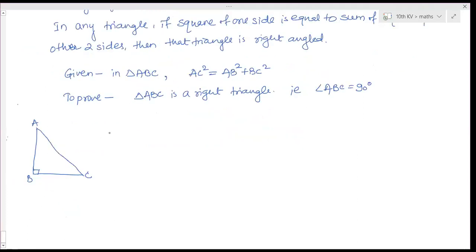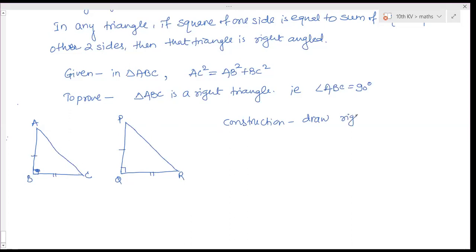So for this you have to do a construction. This is not given as 90. We have to prove it is 90. We will draw another triangle PQR with side length of PQ equal to the length of AB, and length of QR equal to BC. So PQ is equal to AB and BC is equal to QR, and this triangle is right angled. We have to draw a right triangle in the construction.